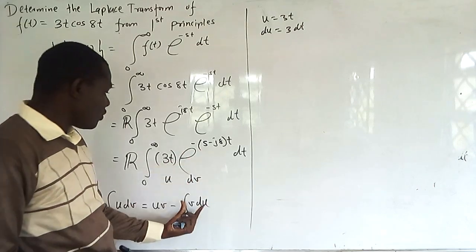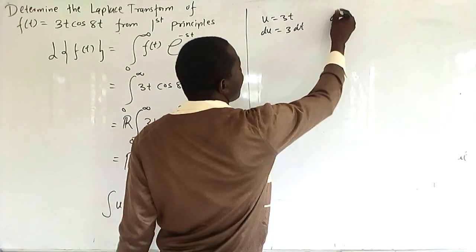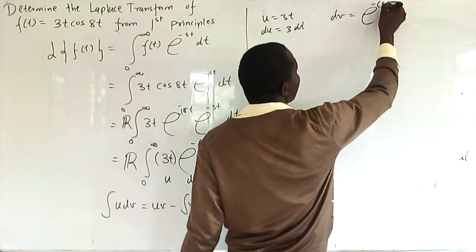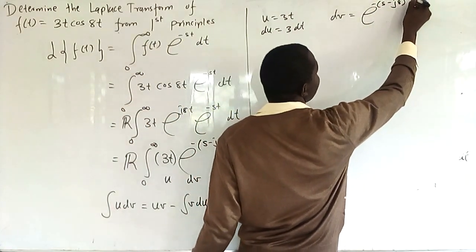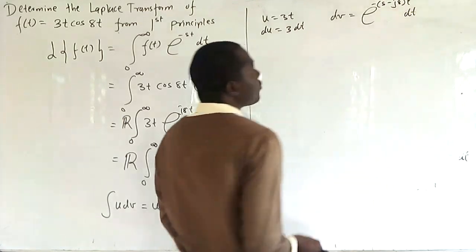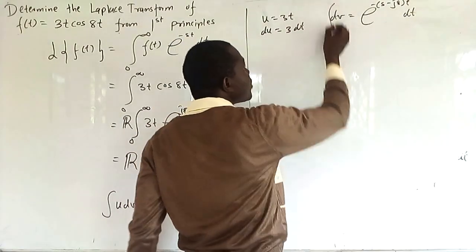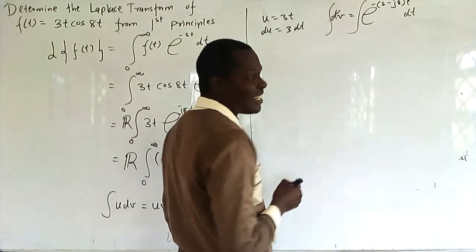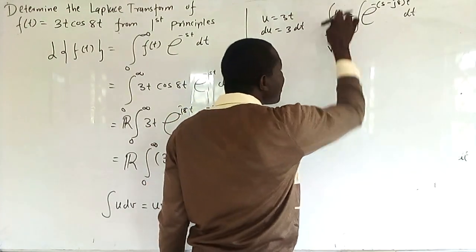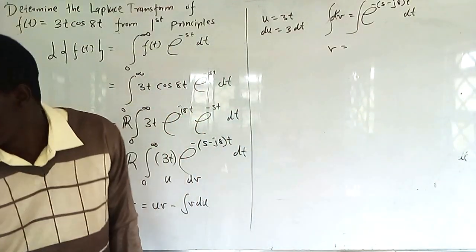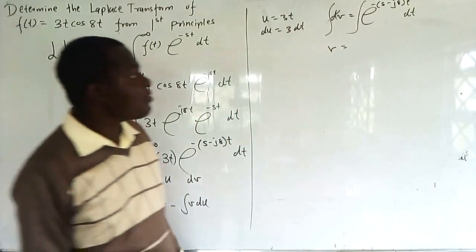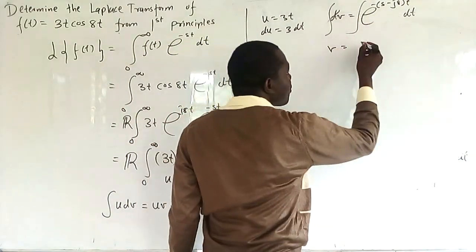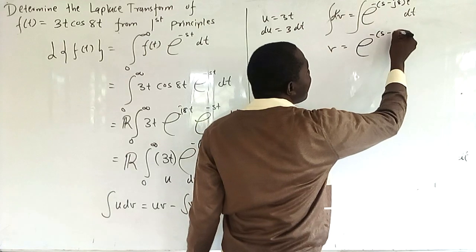Then here you have your dv, which is e^(-(s-ja)t) dt. So for you to get v, you introduce the integral on both sides, so this total derivative goes with the integral, isn't it? You remain with v. When there's nothing in front, you treat it as a total derivative, isn't it? So v is equal to, you are integrating an exponential function. If you integrate an exponential function, it remains the way it is.